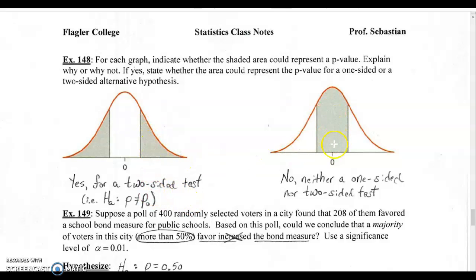This is not a p-value. It's not the probability of getting the test statistic or one more extreme. This is the probability of what's inside your test statistic. So this is not any kind of test that we would do. This is not a p-value.